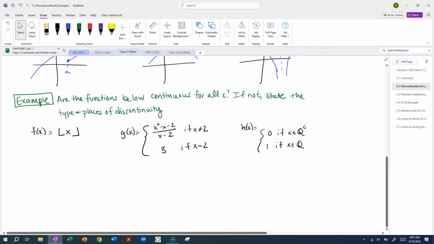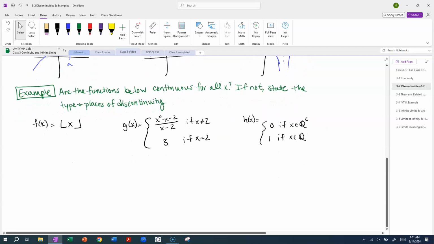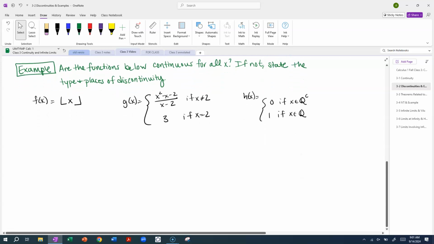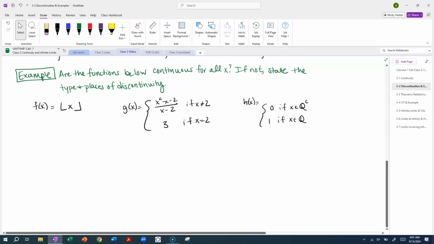Okay, and now the one example that we began with was very graphical in nature. Here are more algebraically defined functions, and so let's see if we can figure out what is going on here. Okay, so in f, this is the floor function.